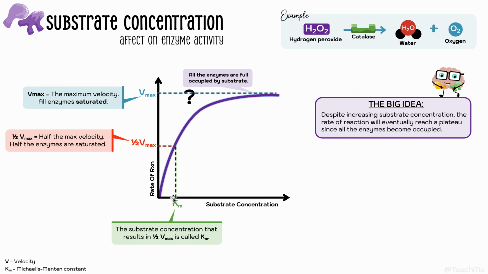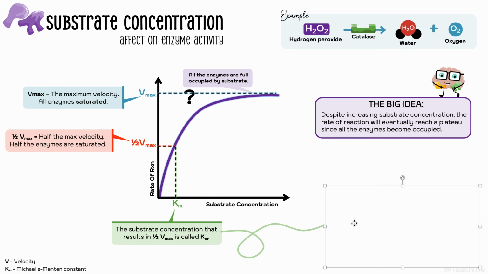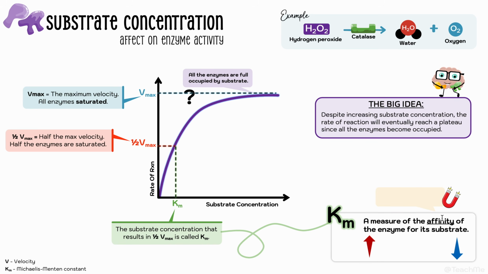Now, what's the point of knowing about Km? What's the point of knowing the substrate concentration required to reach half Vmax? Well, because it's related to the idea of affinity, the idea of attraction. You know, affinity is the sciencey way of saying attraction between two things. So you should know that the higher the affinity of the enzyme for its specific substrate, then the lower this Km value will be, and also, of course, vice versa. So that's really what you guys need to know about the effect of substrate concentration on enzyme activity.